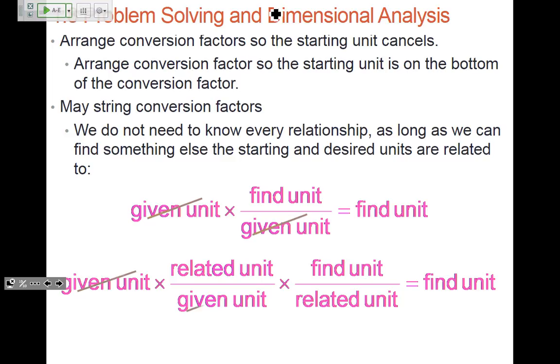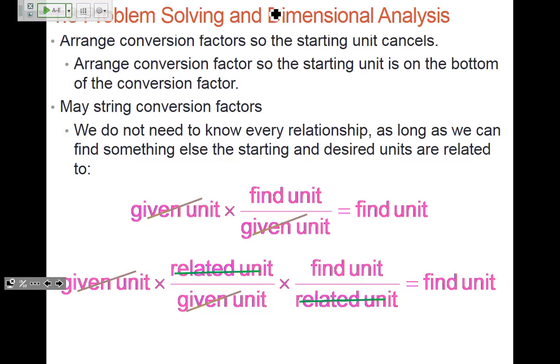So we can draw a string. Our given units cancel out. Now our answer would be in related units. But we don't have to know what that number is. We can then put our related units on the bottom, cancel those out, and then what we're left with is our answer in our actual found units. You can technically find this number and then take it and go on.